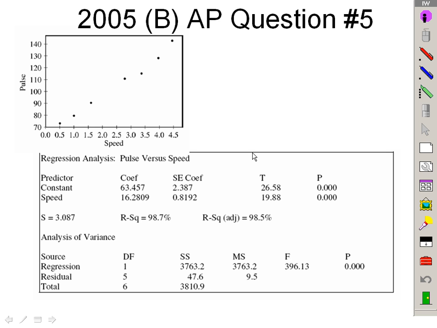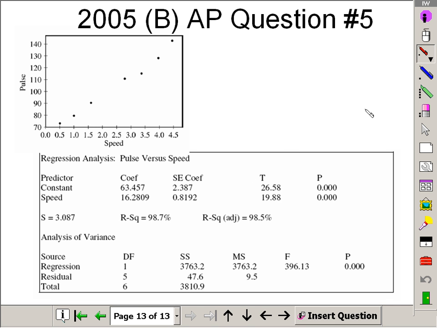Okay, we're in the home stretch now. By now, you should have created the equation for the least squared regression line. Again, everything you need is in here. Here's my A term. Here's my B term. Our equation, again, will be pulse equals 63.457 plus 16.2809 speed. That's again how I suggest you write these least squared regression lines.